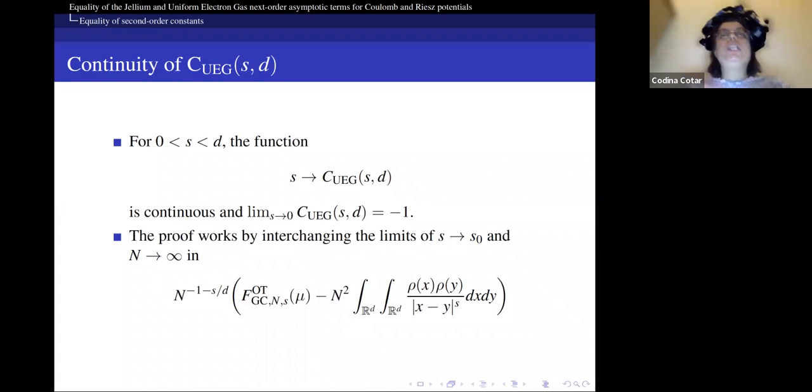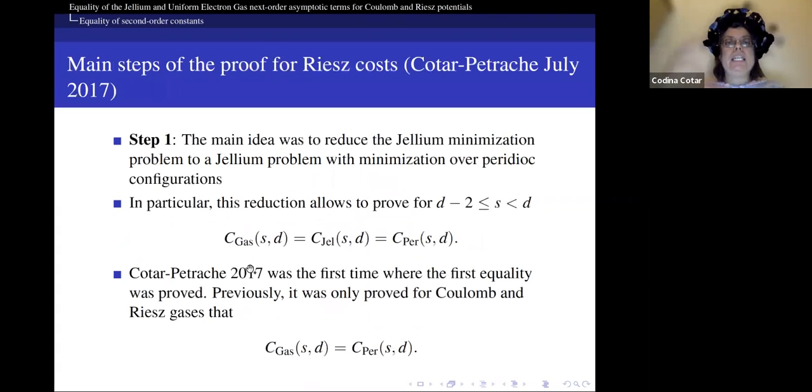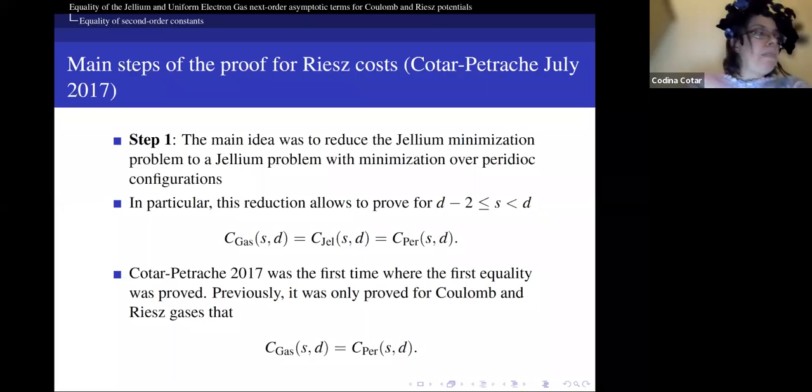But we can actually use the small oscillation quite a lot more. It helps us to show the next order term for the logarithm in any dimension, both for the optimal transport and for the Jellium. And it allows us to look at how the derivatives of this C UEG behave with respect to some quantities, and it allows us to directly connect the constant for S with a constant for the log. So there are a lot of other nice things that one can do using the small oscillation. And the proof of this continuity works by interchanging the limit of S and N and using the small oscillation. Now I don't have much time.